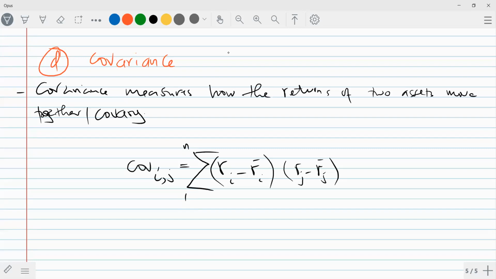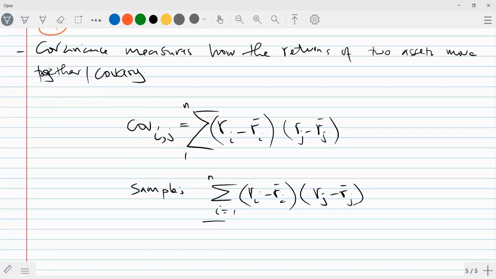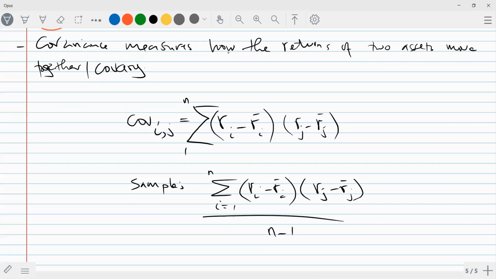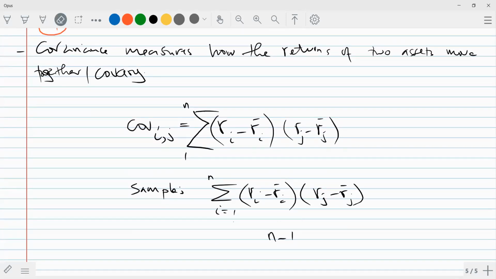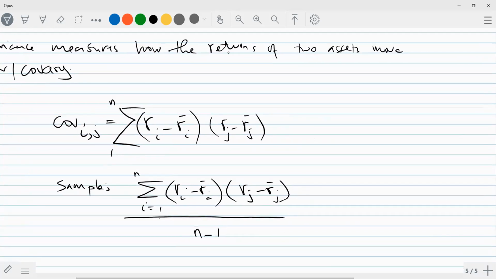Of course, if the data set is from a population or a sample, the same process follows. If you have a sample, it will be equal to the sum of the deviation of I from its mean, multiplied by the deviation of j from its mean, and since this is a sample, we divide by n minus 1. That's in case it is a sample.